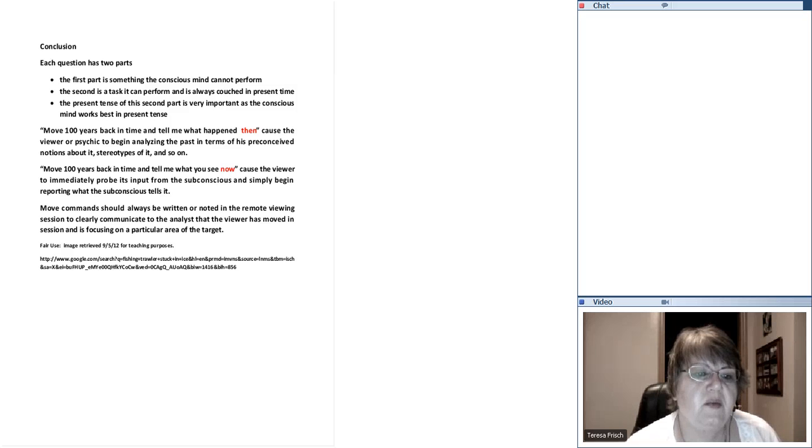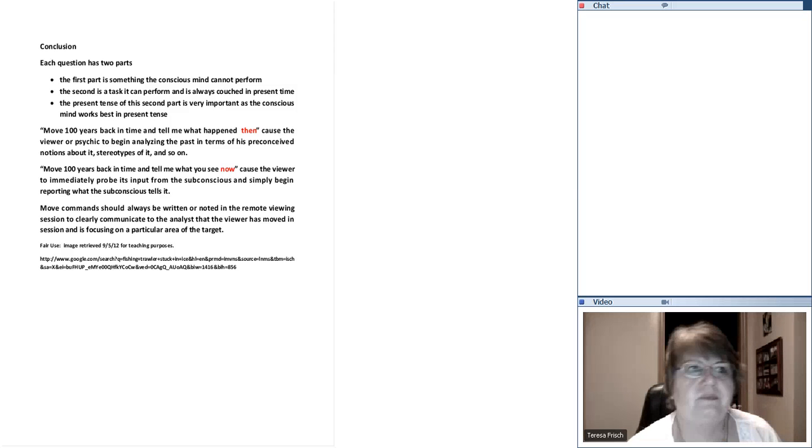That causes the viewer to immediately probe its input from the subconscious and simply begin reporting what the subconscious tells it. Move commands should always be written or noted in the remote viewing session to clearly communicate to the analyst and the viewer that the viewer has moved in the session and is focusing on a particular area of the target. The end. All right, now we're just open for discussion, and I can pull up one session of Jed's that shows a matrix where you document the move command. So, anyway, take it away, Lynn.